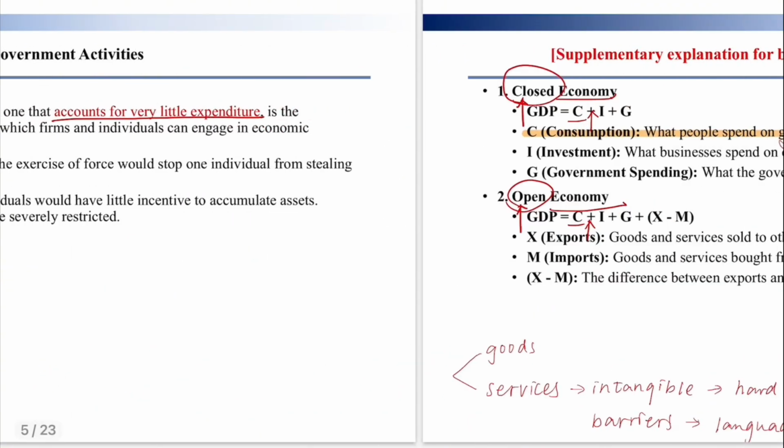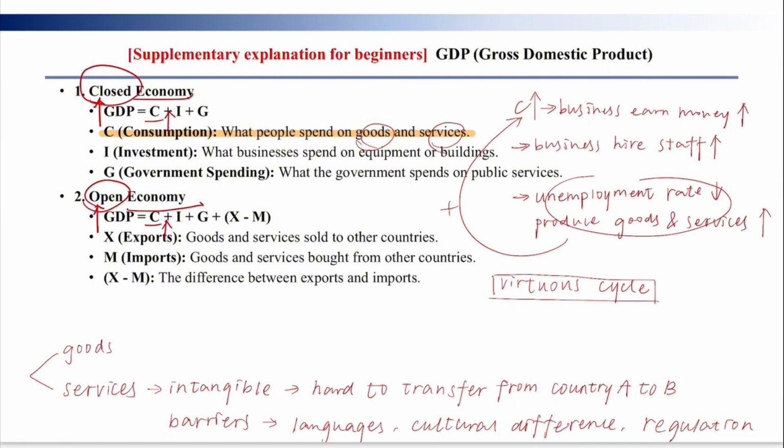And I think I should mention to you that goods and services go together. For example, whether for consumption or investment, we can consume goods, we can consume services, and whether it's for exports or imports, we can also trade goods and services. However, it's actually not easy to export or import services because services are intangible. It's hard to transfer from country A to country B. It has some barriers: language barriers, cultural difference barriers, and regulation barriers.